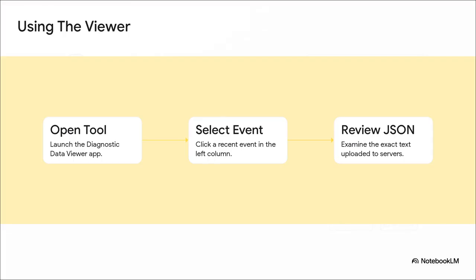Using it is surprisingly straightforward. You simply open it up, and in the left column, you'll see a running list of diagnostic events reflecting activities that just occurred on your machine. When you click one, it opens up a raw JSON file. You get to see the exact text and parameters uploaded to the servers, completely unfiltered. Just a quick note though, seeing it in the queue doesn't mean it's uploaded just yet, but it does show you exactly what is packaged and ready to go.